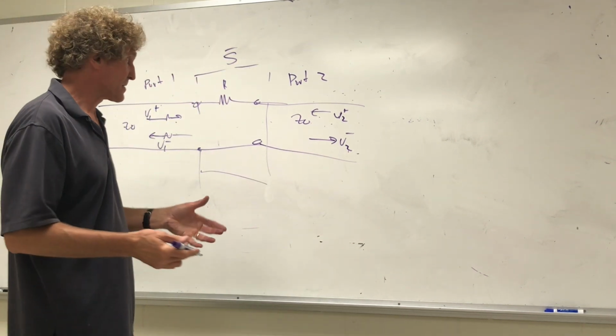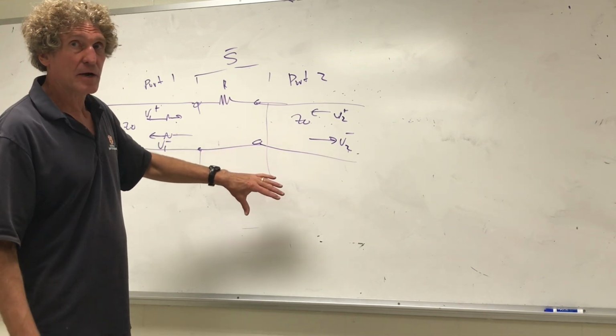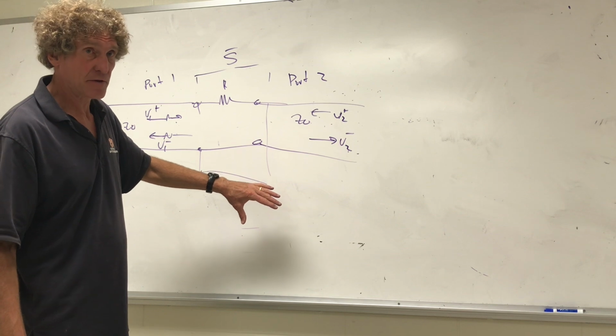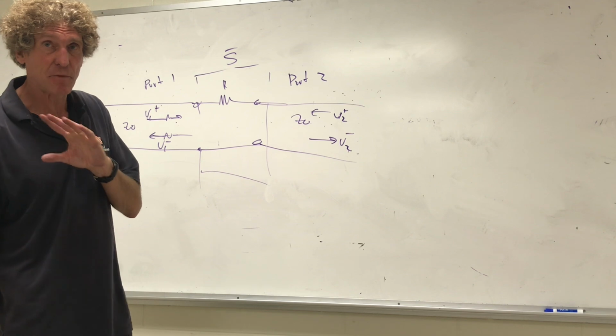There could be more than that. There can be N ports. We could have V3 coming in, V3 going out. V3 plus coming in, V3 minus. There can be 3 ports, 4 ports, N ports. This is just the simplest possible thing.